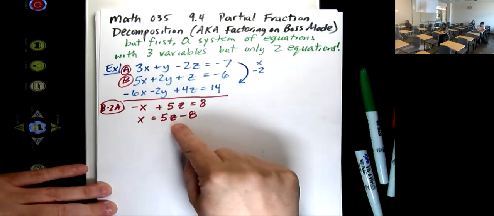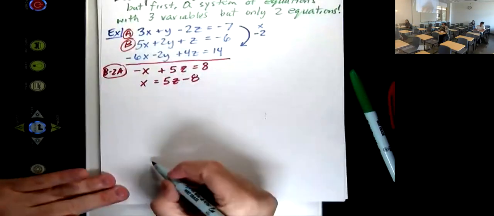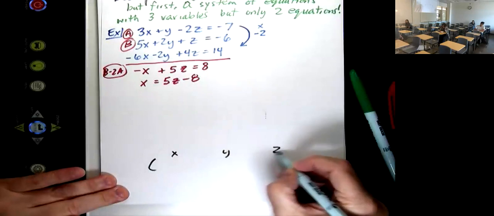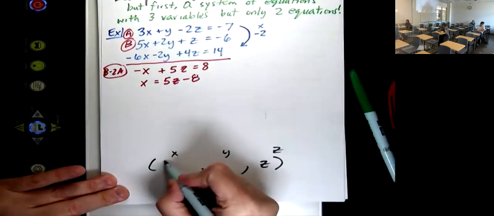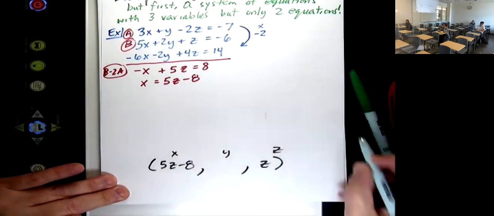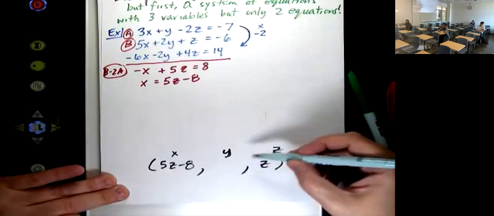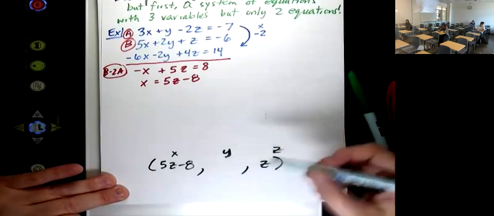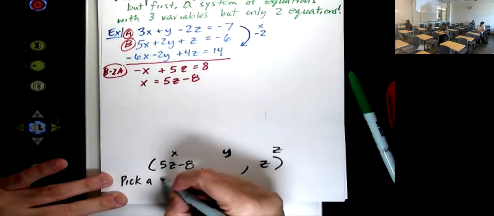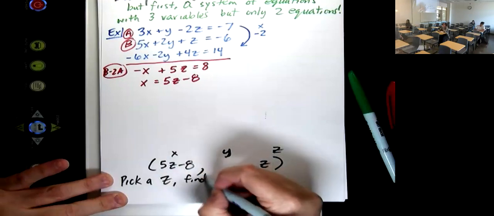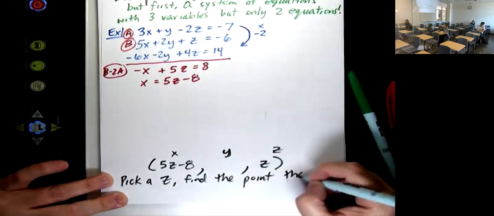So the goal here is to end up with my x, y, z being something like this. 5z minus 8 is my x value. My y value, I want to write it in terms of z as well. So the best we can get it down to is pick a z, find the rest of the points, find the point that works on both.